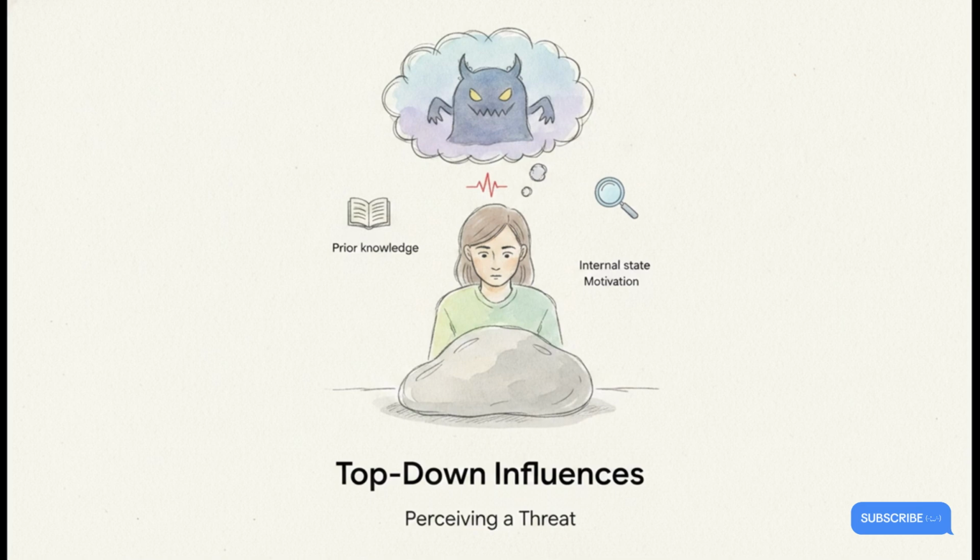Think about it. If you're actively expecting to see a threat, your brain is absolutely primed to interpret a totally harmless, ambiguous shadow as a threat. Your brain is actively guiding its interpretation of the visual data based on what it already knows and feels.